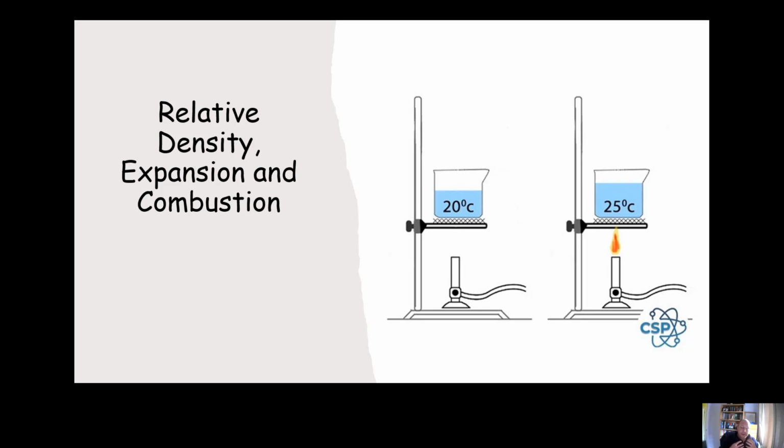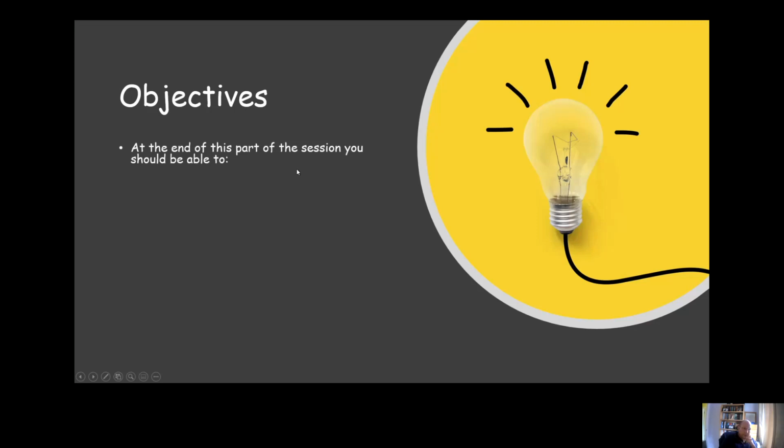Density is essentially mass by volume. So the smaller the volume, if you have an equal mass, the greater the density. If you have the same mass but a larger volume, the density will be less. It means the molecules are further apart when it's less dense and closer together when it's more dense. Relative density means something a little bit different, and we're going to talk about that as part of the session today as well.